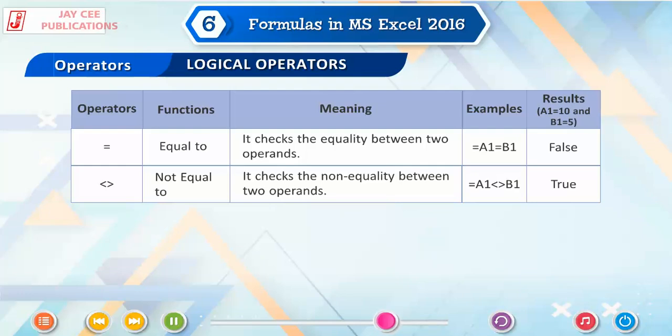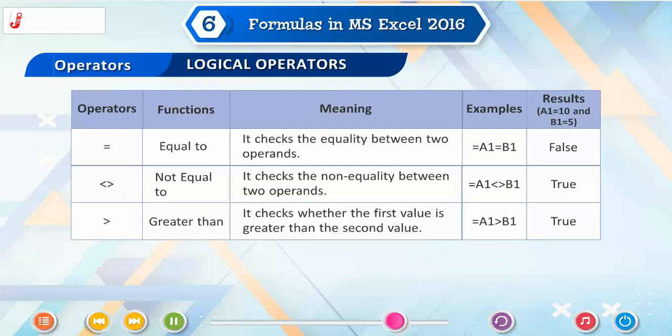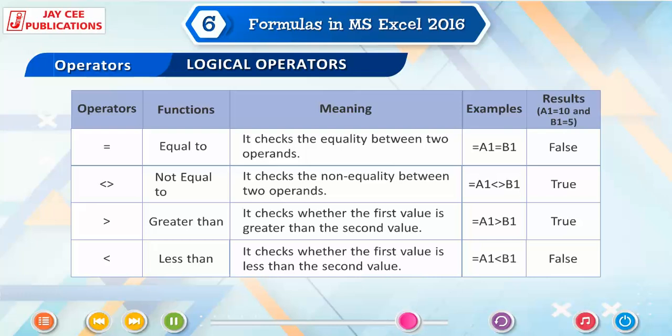Not equal to checks the non-equality between two operands: A1<>B1, true. Greater than checks whether the first value is greater than the second value: A1>B1, true. Less than checks whether the first value is less than the second value: A1<B1, false.